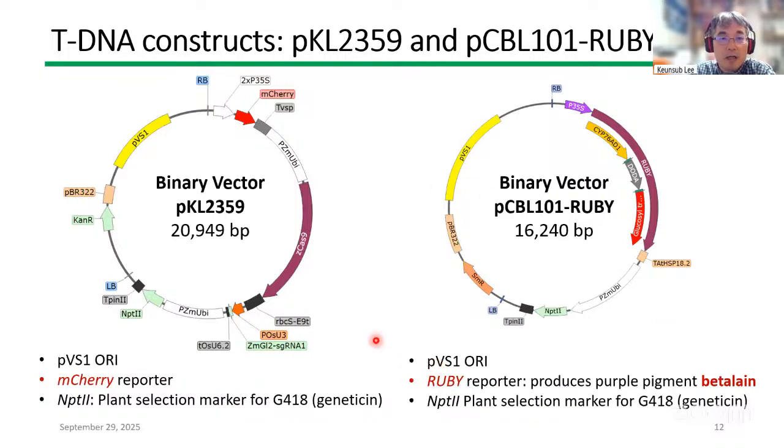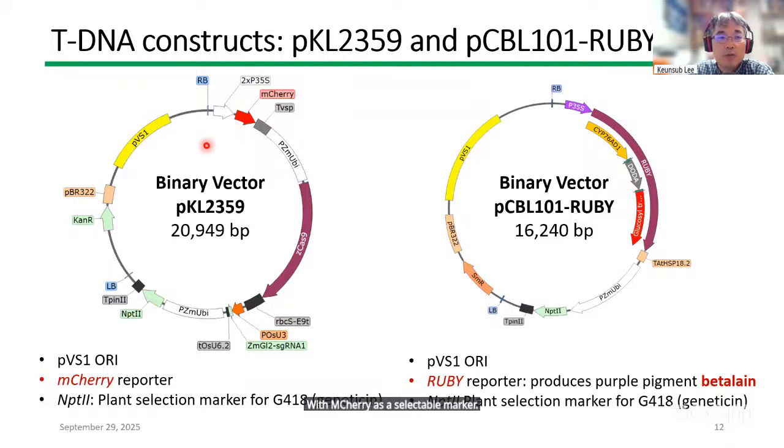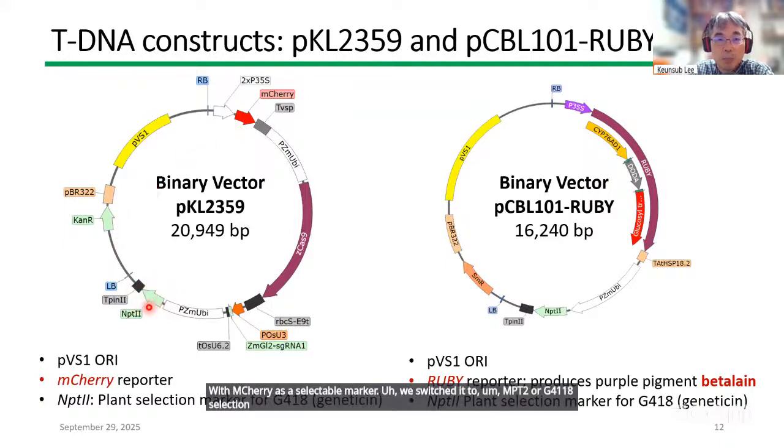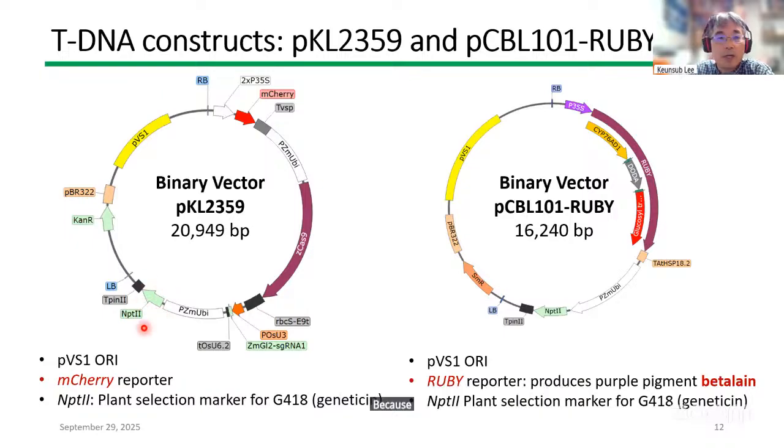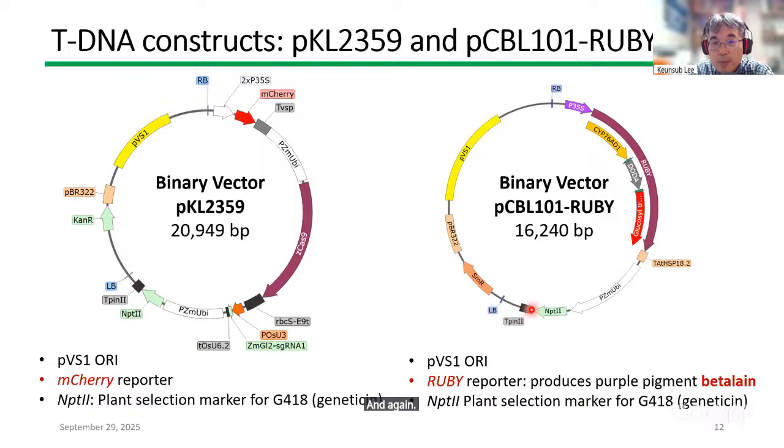For today's talk, I used two binary vectors. One is a CRISPR-Cas9 construct with mCherry as a selectable marker. We switched to NPT2 or G418 selection for plants because of a lot of escape issues with bar selection. For the other binary vector, we used Ruby, which is a newly developed visible marker gene. I'll show you a little bit more detail in the next slide. And again, the same NPT2 selection.